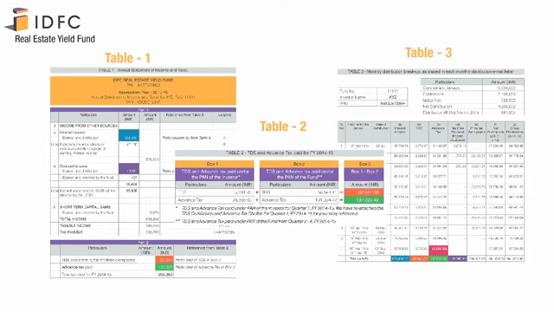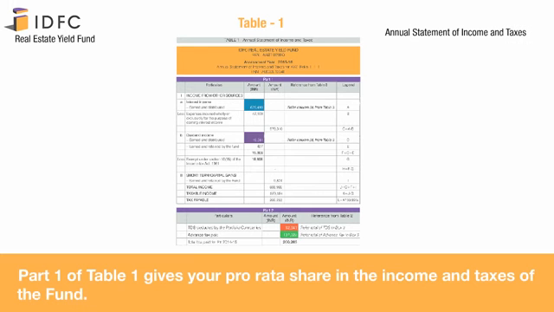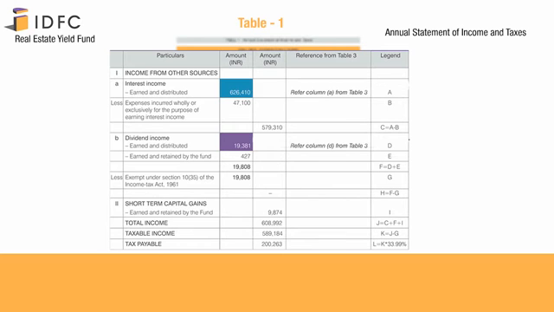Now, let us understand this in more detail by looking at each of the 3 tables. Part 1 of Table 1 gives your pro rata share in the income and taxes of the fund. This includes interest income, dividend income, and short-term capital gains earned from liquid mutual fund investments, as well as taxes paid such as TDS, advance tax, etc.